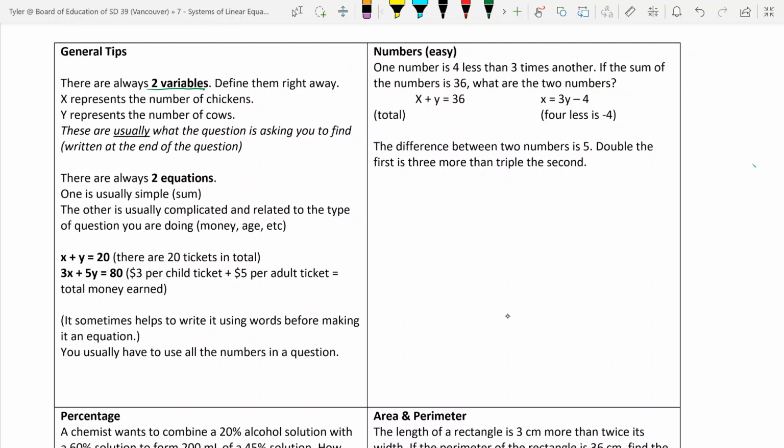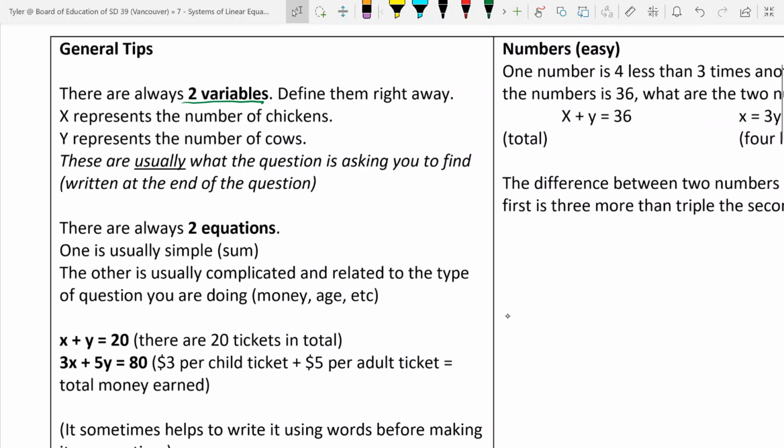What you should always start your questions with is defining what the variables are. So I did it in this one. I said X represents the number of chickens and Y represents the number of cows. It doesn't matter what it is, but you should usually say X represents and Y represents. You can use other letters too. Like I could have used C, and I guess not C as well, right? Maybe K and C, something like that. It doesn't matter as long as you're not going to mix them up partway through the question.